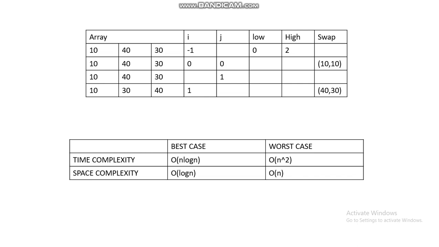For j equals 0, 10 is the jth element, and since it is less than 30, we increment the value of i by 1 and interchange the ith and the jth elements. Since they are the same, there is no change.